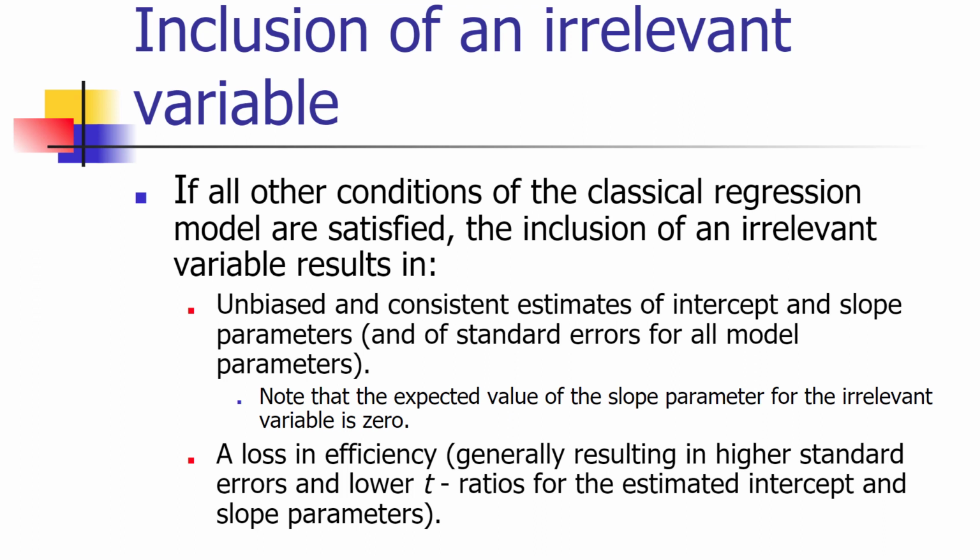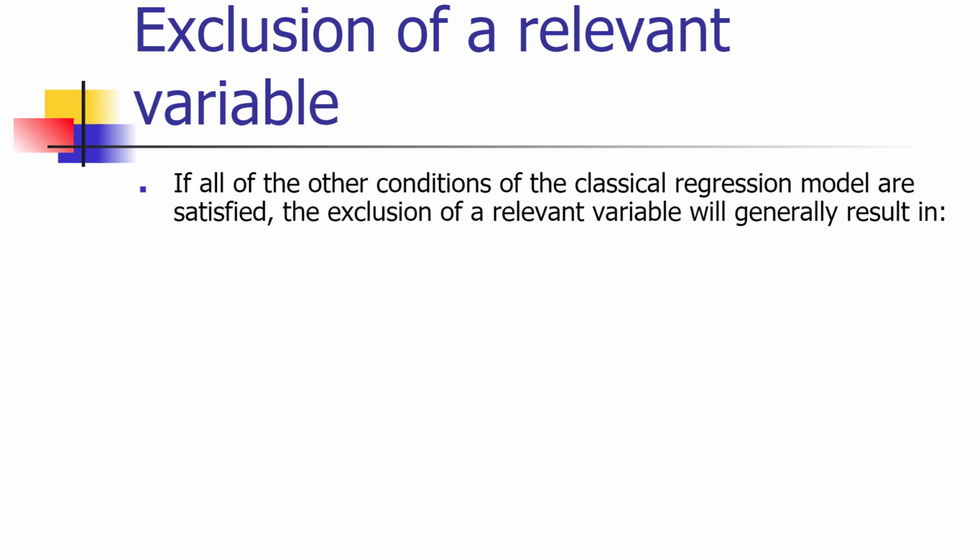However, when you include variables that truly don't matter, there's a loss of efficiency because you end up with fewer degrees of freedom and less precise estimates. This generally means that including irrelevant variables will result in higher standard errors and lower t-ratios for the estimated intercept and slope parameters that you've included compared to what they would be if you did not include those irrelevant variables in your model. If you exclude variables that are relevant, the costs are somewhat more severe.